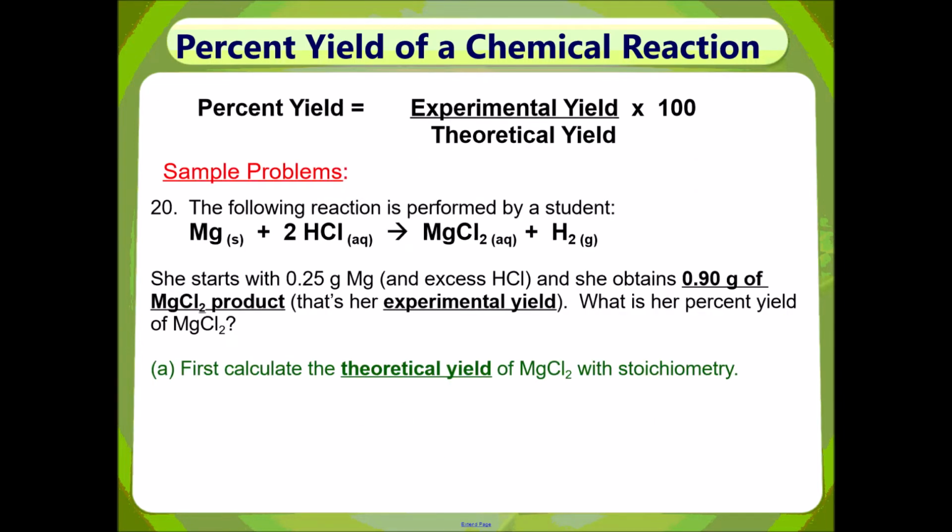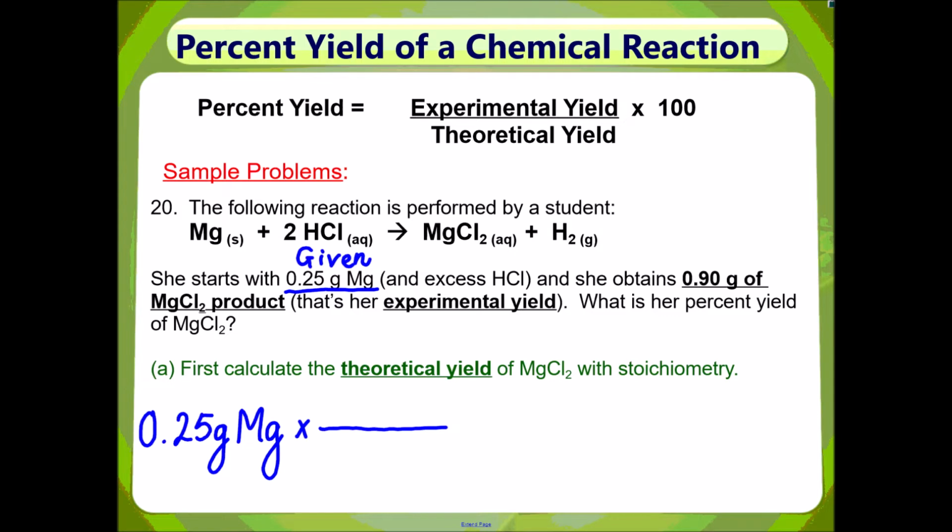Here's a sample problem. The following reaction is performed by a student. She starts with 0.25 grams of magnesium and excess hydrochloric acid, and she obtains 0.90 grams of magnesium chloride product. That is her experimental yield, because she got it from performing an experiment. What is her percent yield of magnesium chloride? Well, first, we must calculate the theoretical yield of magnesium chloride with stoichiometry.